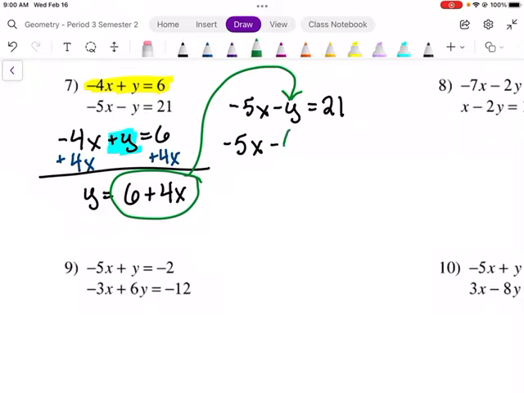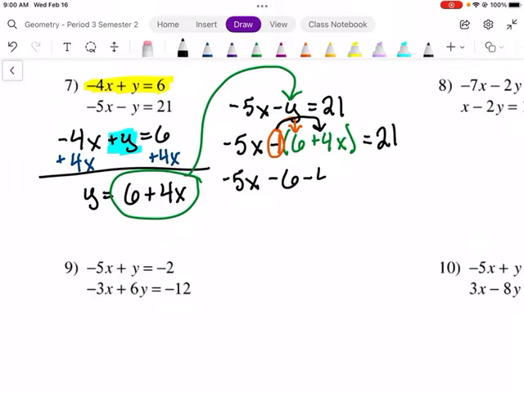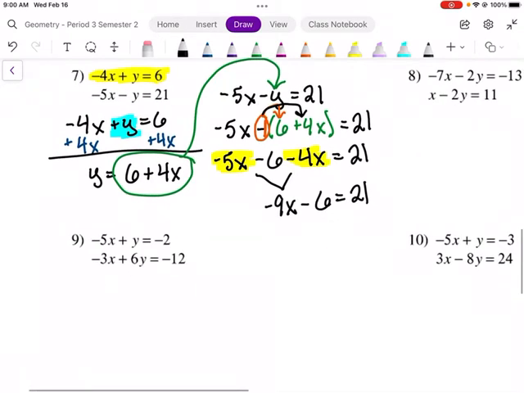We have negative 5x minus, and don't forget to put it in parentheses when you are substituting in so you don't lose any negatives. Now we can distribute, and this negative up front is the same as having negative 1. When we distribute that, we'll get negative 6 minus 4x equals 21. And before I do anything to both sides of the equation, I'm going to combine any like terms I have. In this one, we have negative 5x minus 4x, which will give us a total of negative 9x.